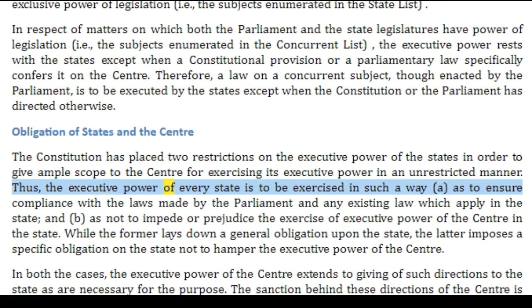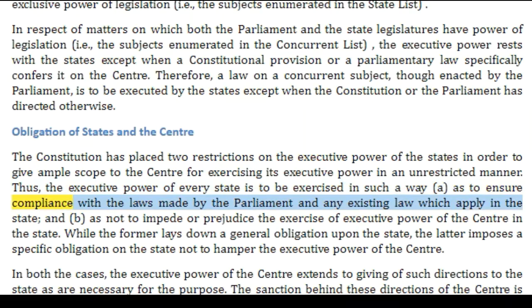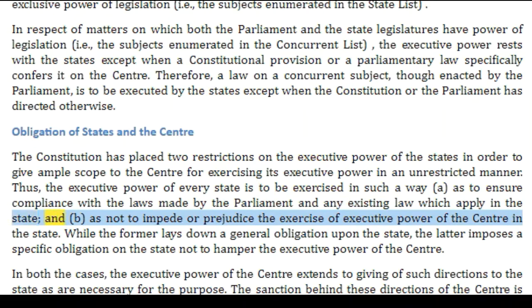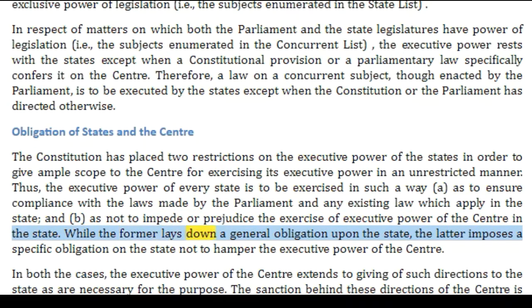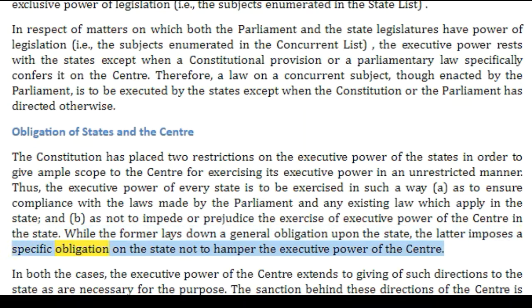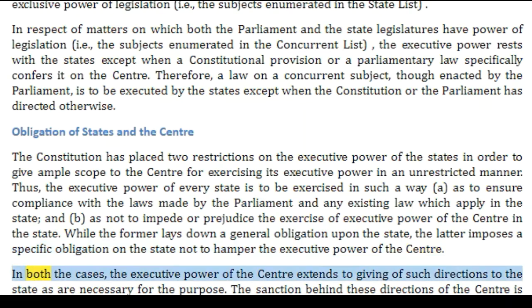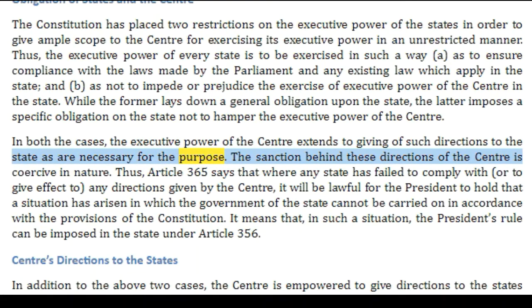Thus, the executive power of every state is to be exercised in such a way, A, as to ensure compliance with the laws made by the Parliament and any existing law which apply in the state, and B, as not to impede or prejudice the exercise of executive power of the center in the state. While the former lays down a general obligation upon the state, the latter imposes a specific obligation on the state not to hamper the executive power of the center. In both the cases, the executive power of the center extends to giving of such directions to the state as are necessary for the purpose.